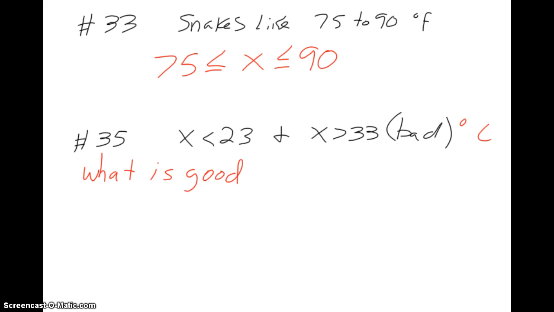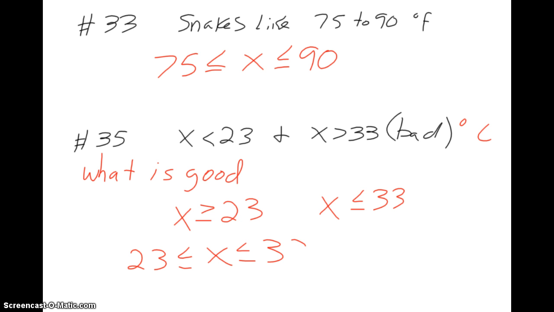So write an inequality, when it flips the question on you. Write an inequality when it is good for this particular animal, and that means if it's bad when x is less than 23, that means it's good when x is greater than or equal to 23. If it's bad when x is greater than 33, that means it's good when x is less than or equal to 33. So you end up with 23 less than or equal to x less than or equal to 33.